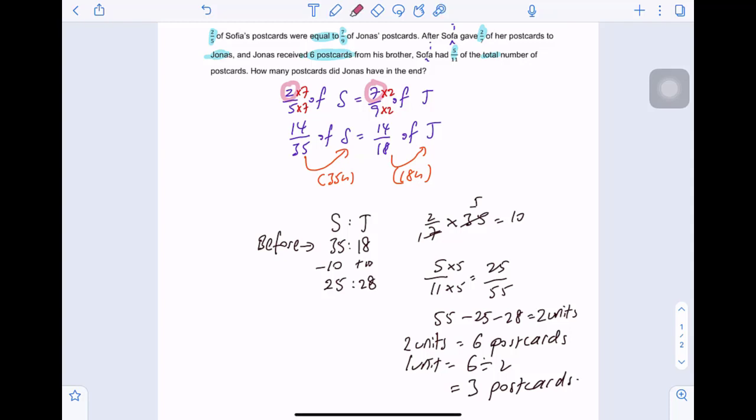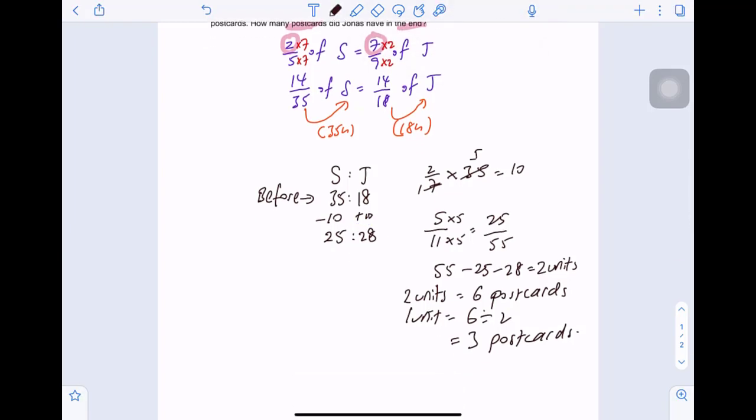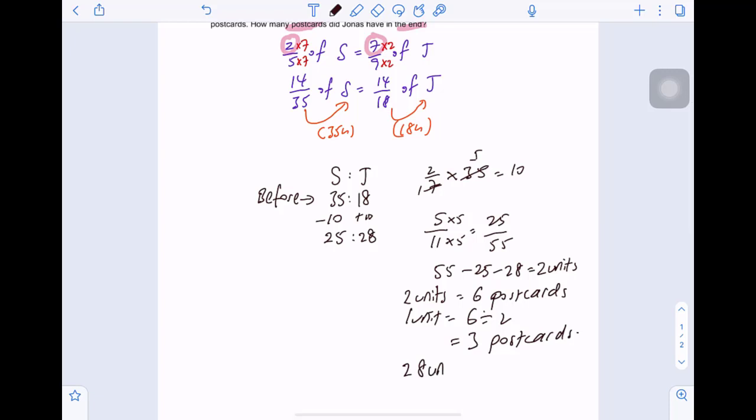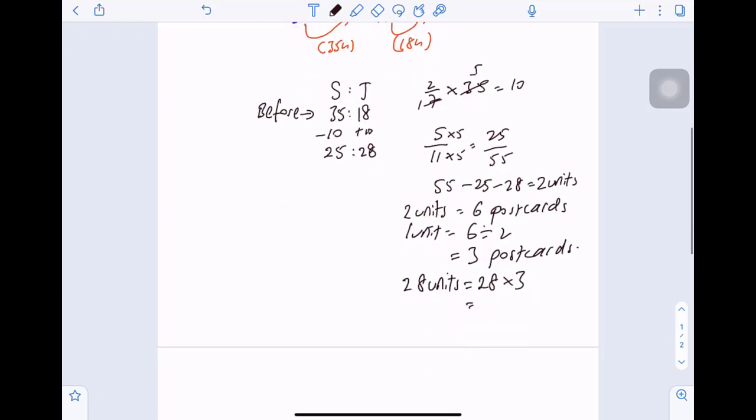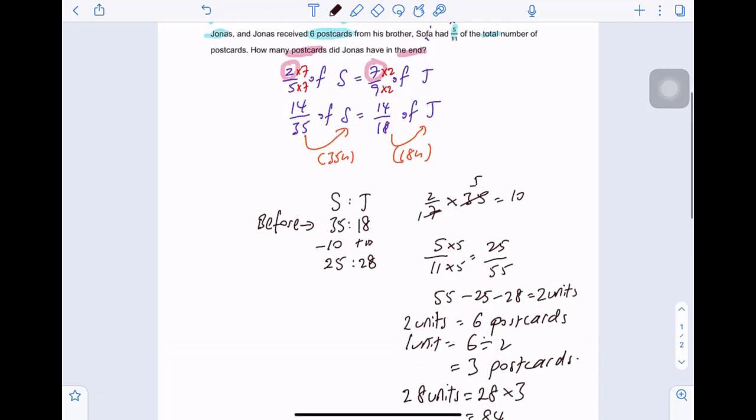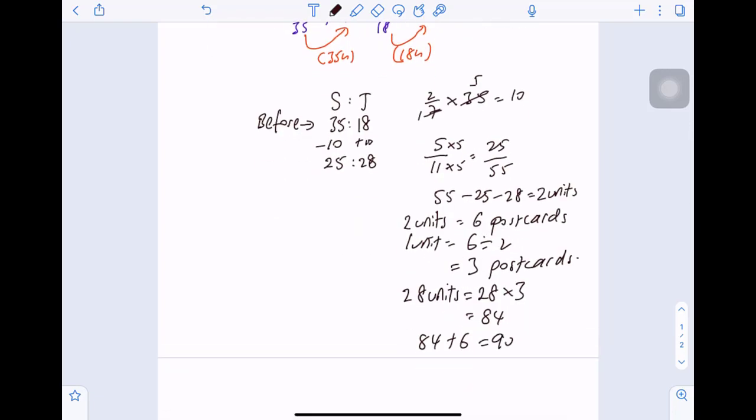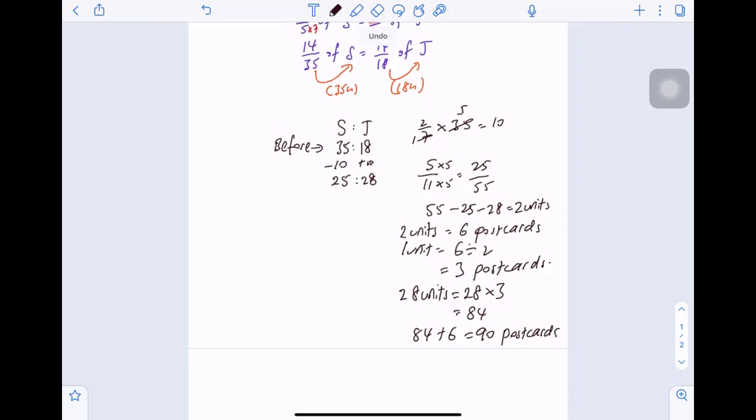And we can know how many postcards Jonas had in the end, which is 28 units plus another 6. So 28 units, 28 times 3, 84 postcards. 84 plus that 6 that he got from the brother. Final answer, 90 postcards that Jonas has in the end.